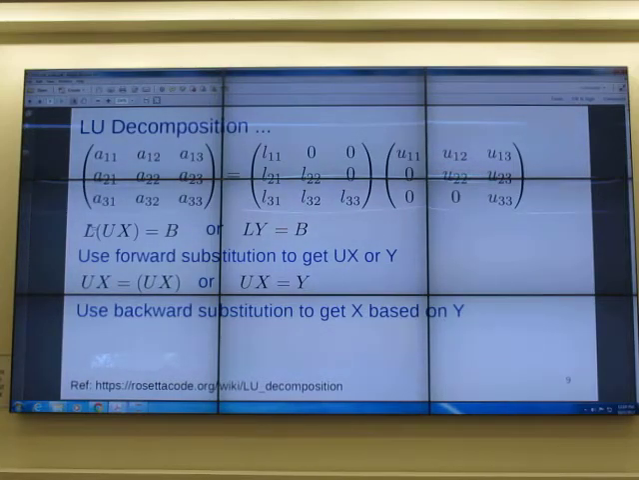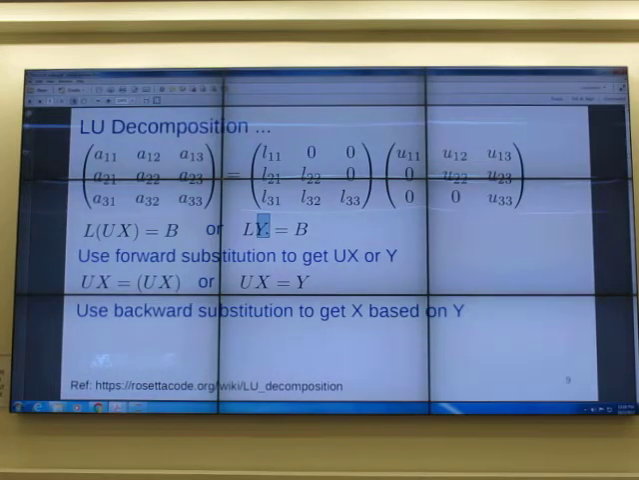So if you do L and some unknown equal to B, that unknown, if you start with 3 by 3, will be 3 rows, 1 column. So you can do forward substitution to get UX, right? Because the first one is just B1 divided by L11. So you do forward substitution. Then we say, okay, LY equal to B. You can solve for Y directly without doing any Gaussian elimination.